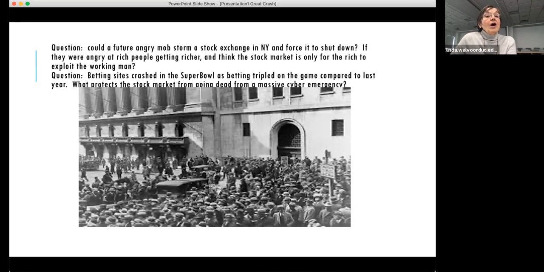But what protects the stock market from going dead from a massive cyber emergency and completely messing with the records that this is all built on? Just this unbelievably huge pyramid of records that we need in order to keep an orderly market going. Do you think people in the government and in think tanks are asking these questions today and trying to come up with answers to them?